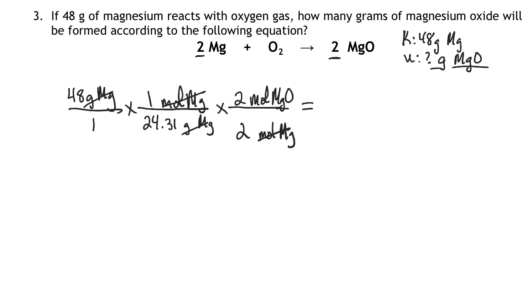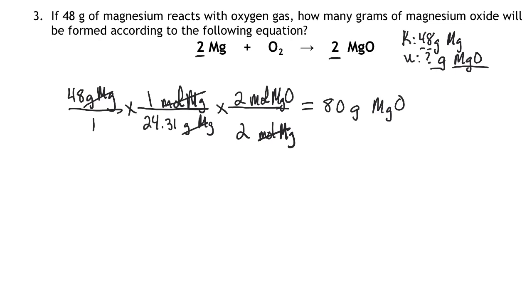So I'm ready to put it in the calculator, and when I do that, I get 80, whoops, don't need that. Basically, I get 80 grams of magnesium oxide. Now I need to stop and say, okay, I need 2 significant figures.